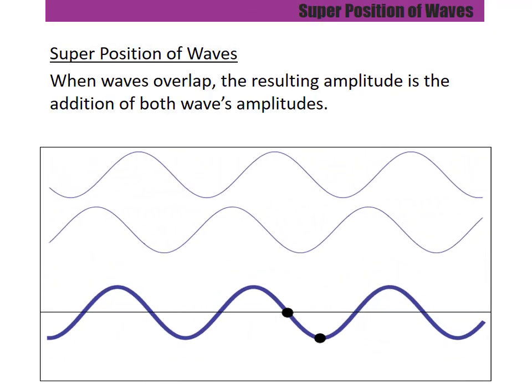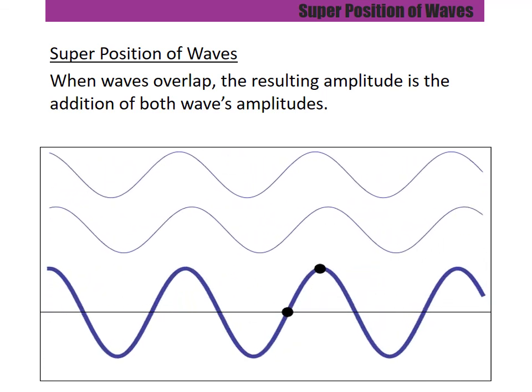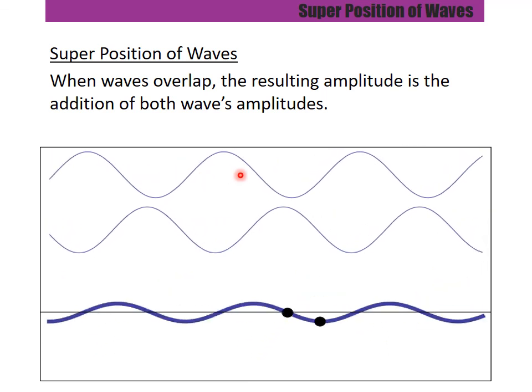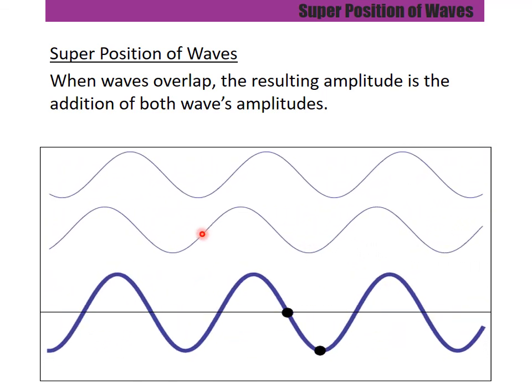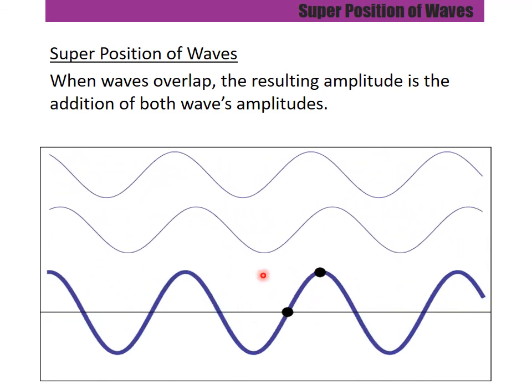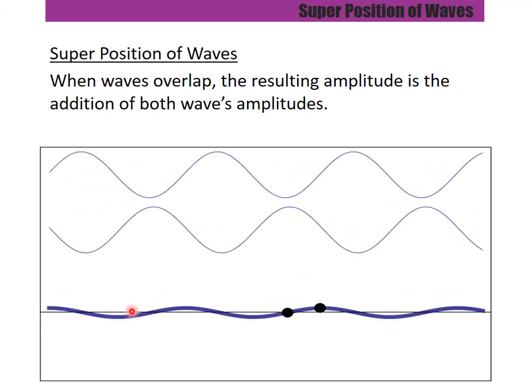Superposition of waves. When waves overlap, the resulting amplitude is the addition of both waves' amplitudes. What we see at the top is a wave that is traveling this direction. In the middle, we see a wave that is traveling this direction. And at the bottom, we see both those waves traveling through a slinky at the exact same time.